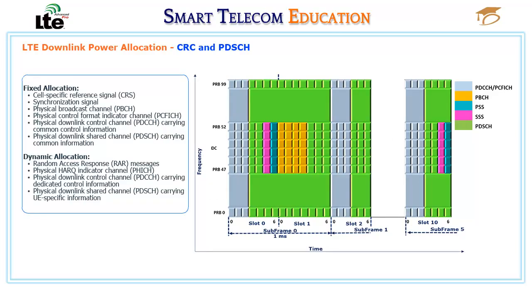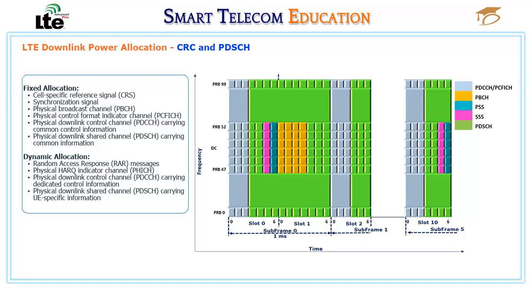Downlink power allocation applies to the following physical signals: traffic channels, control channels, and messages using fixed and dynamic allocation. Fixed allocation: cell-specific reference signal, CRS. Synchronization signals PSS and SSS. Physical broadcast channel, PBCH. Physical control format indicator channel, PCFICH. Physical downlink control channel, PDCCH, carrying common control information. Physical downlink shared channel, PDSCH, carrying common information.